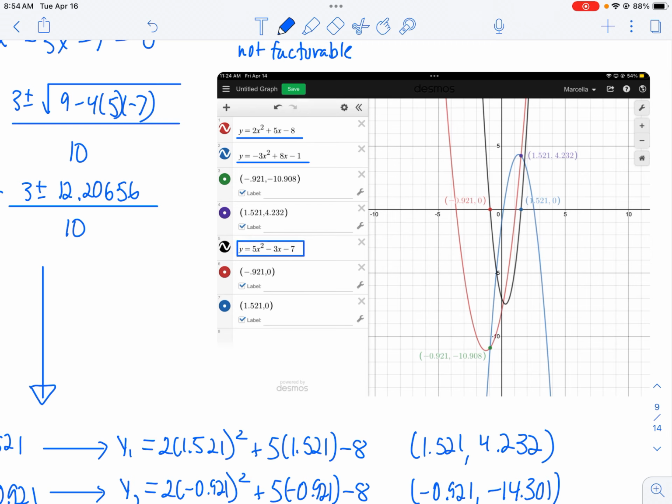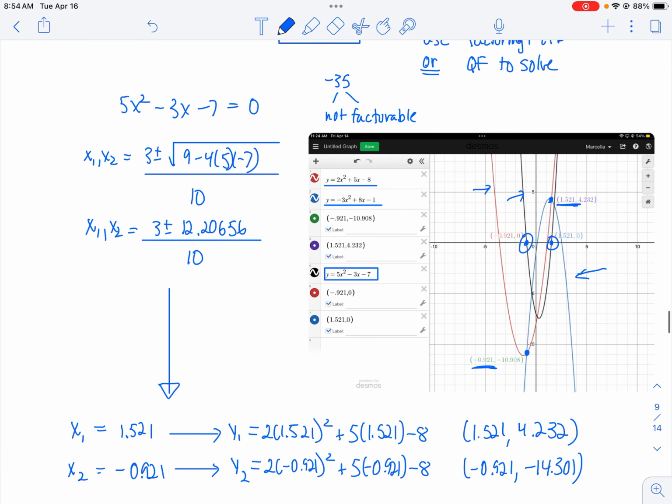I just want you to consider the fact that red has 2 zeros, blue has 2 zeros, and black has 2 zeros. But the zeros of the black function are actually matched up with the intersection points of the red and the blue graphs. So the zeros of the black function are the x values of the intersections of the blue and the red graphs. So that was something I would like to say.